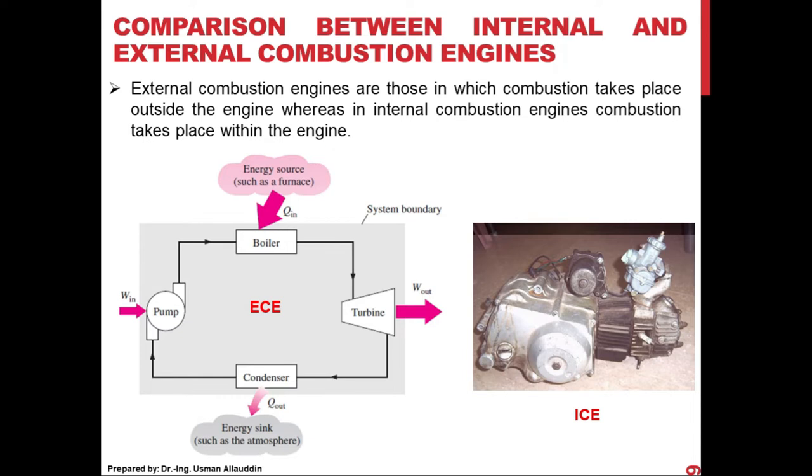Let's talk about the steam power plant, which we discussed in thermodynamics. So what is a steam power plant? A steam power plant is a plant which uses water as a working fluid, and it produces the useful work output in the form of, let's suppose, electricity. So let's talk about K Electric or Hub Power Plant. They are using the steam power plant.